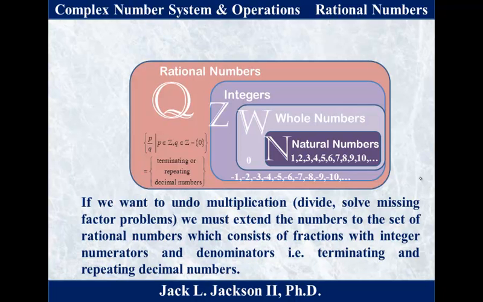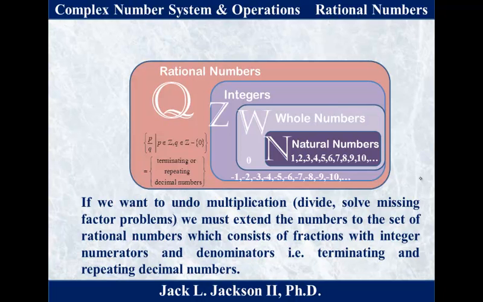And that turns out, as we've seen, to be exactly the same set as the set of terminating or repeating decimal numbers. So if we want to undo multiplication, that is, we want to divide or solve missing factor problems, we must extend the integers to a larger set of numbers, the set of rational numbers, which give us fractions. And these might be in other forms, such as percents or decimals or ratios.